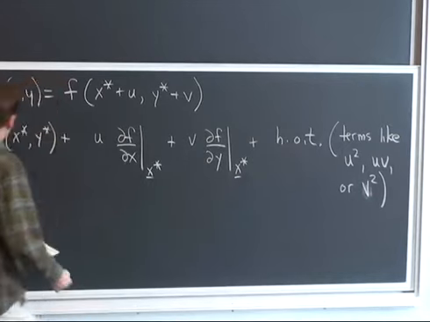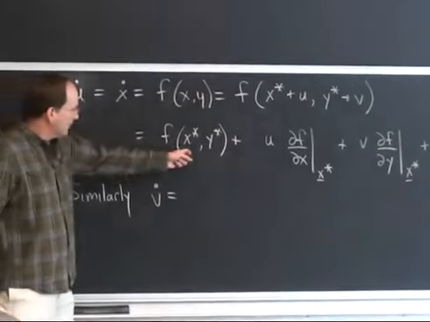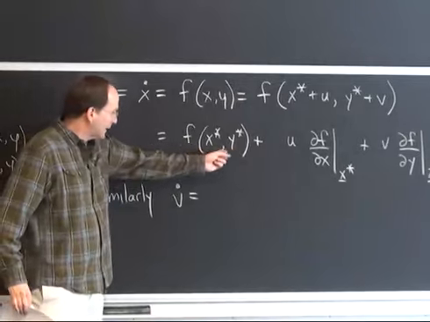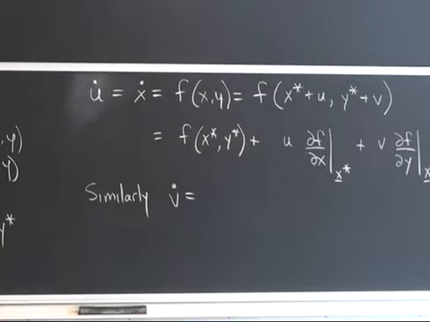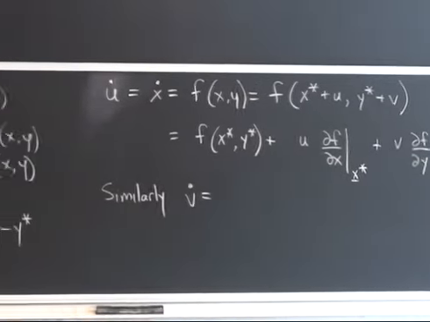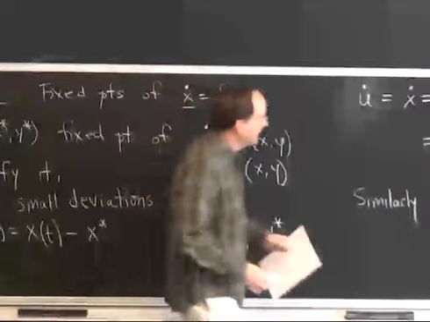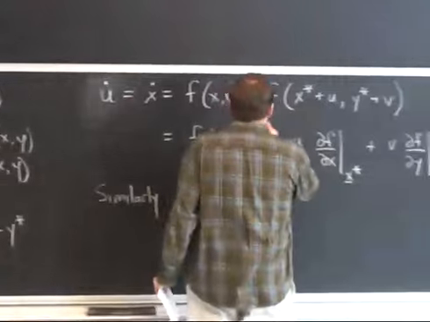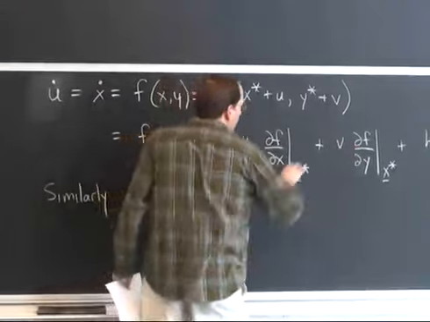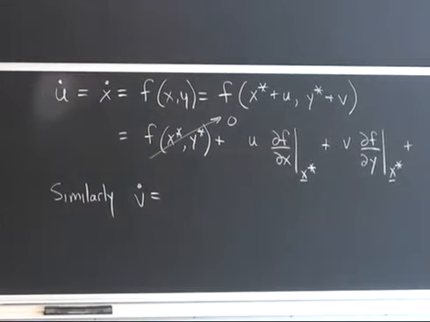Oh, by the way, maybe you're noticing that this first term, which looks like a constant, f evaluated at the fixed point, we know that's 0, right? Because we said that's the definition of a fixed point, that x dot and y dot are 0 at the fixed point. So this term is not there, that's gone. And so these two linear terms, linear in u and v, are the dominant terms.